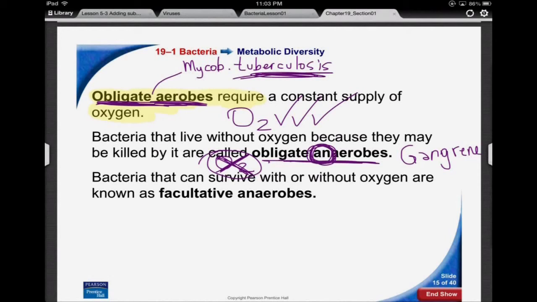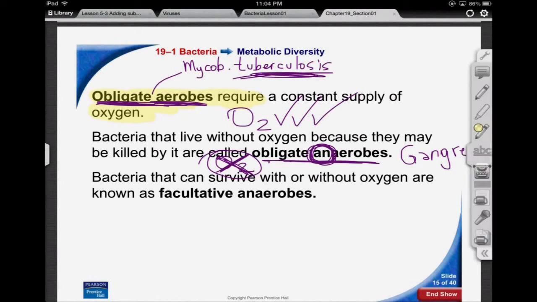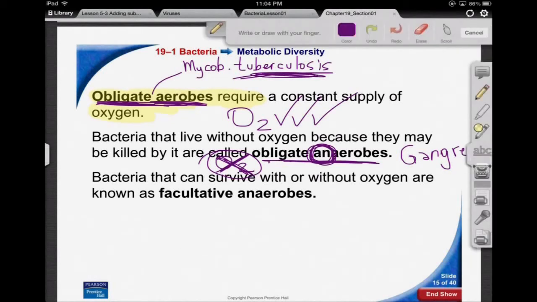Okay? So what do we have here? We had the ones that were obligated to live in oxygen, the ones that were obligated to stay away from it, and then we had the ones with the faculties to deal with it. Now this is like E. coli. Let's switch up the colors. E. coli has the faculties to live without oxygen. So if you say it's facultatively anaerobic, it would prefer no oxygen, but can deal with it.